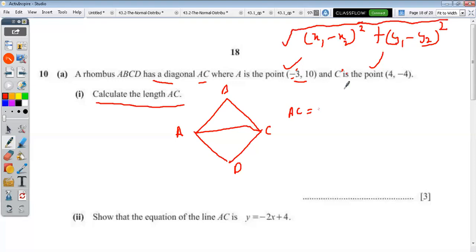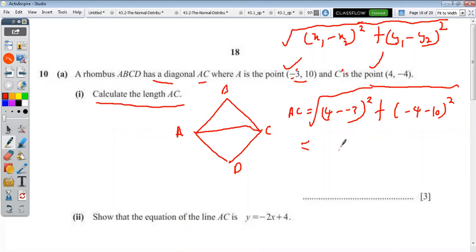So you pick any value there. If you want to pick 4, it's fine. So it's 4 minus 3 squared, plus, I pick the y value there, negative 4 minus 10, squared. That's all I'm doing. This gives me 7 squared. This gives me 14 squared. Negative 14 squared is the same as 14 squared.